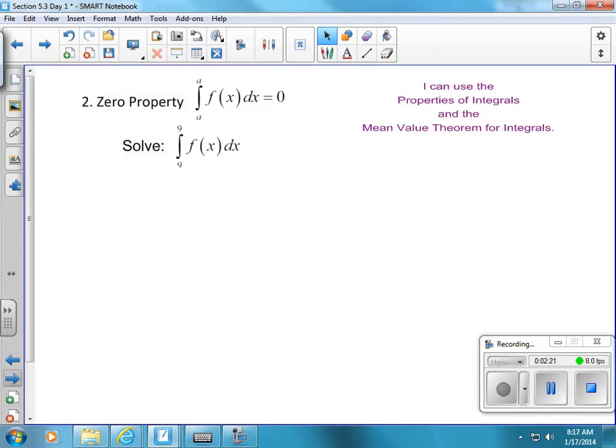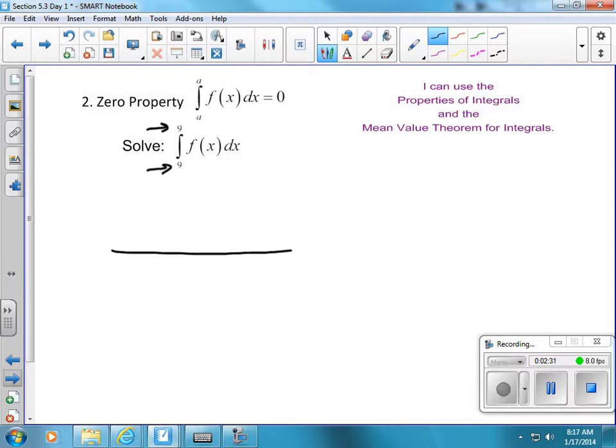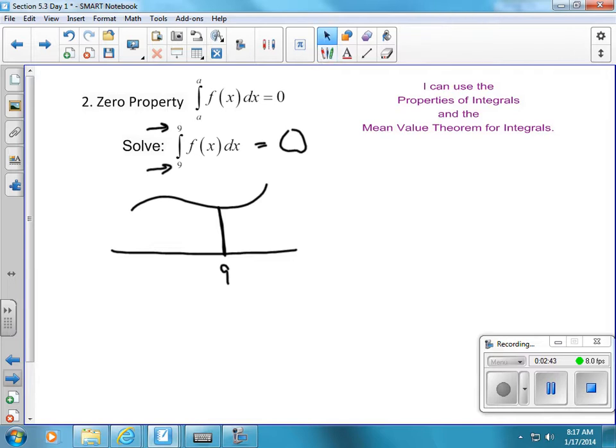Zero property makes a ton of sense. It says if you go from 9 to 9, if your two limits of integration are the same, that means the area under some curve at 9 to 9 is going to be 0. That one makes sense. I wish that 0 was round.